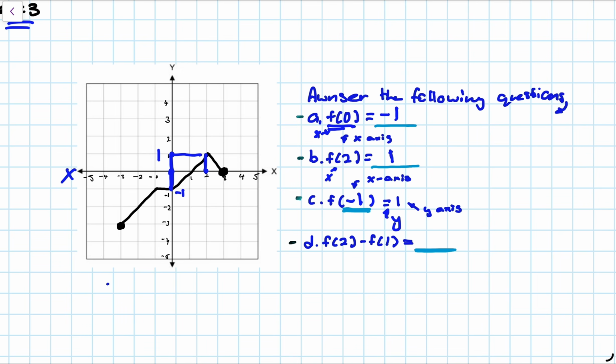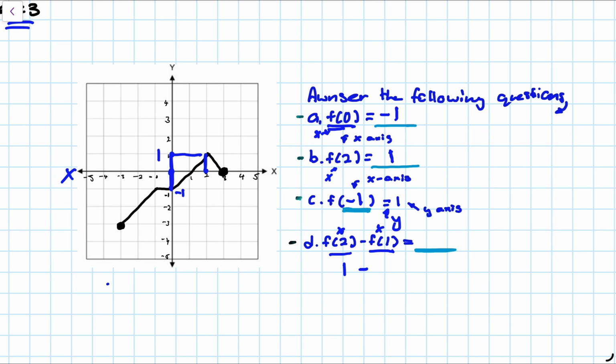Okay, so what about this? f of 2 minus f of 1. I'm going to put the minus symbol right over here. For f of x, we are going to switch to x. Find it on the x-axis. So 2 would be 1.